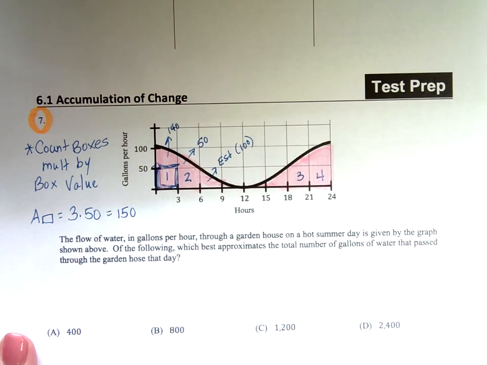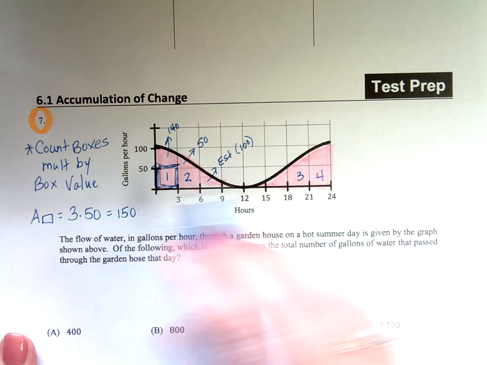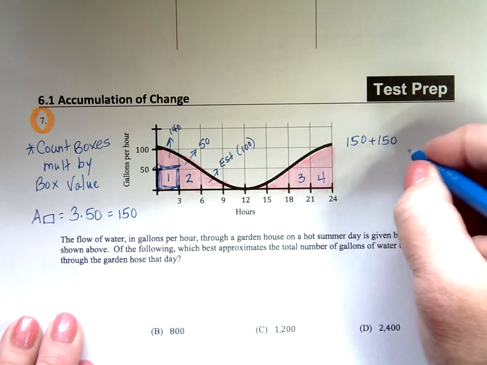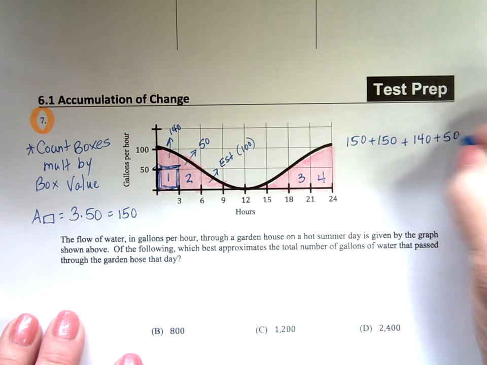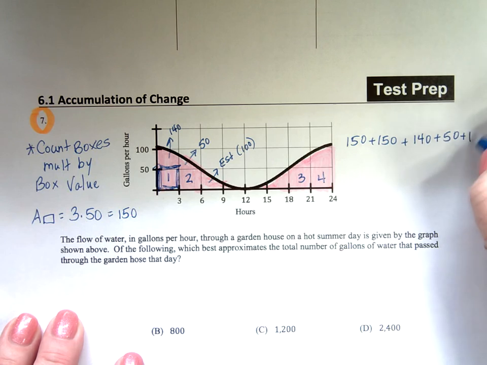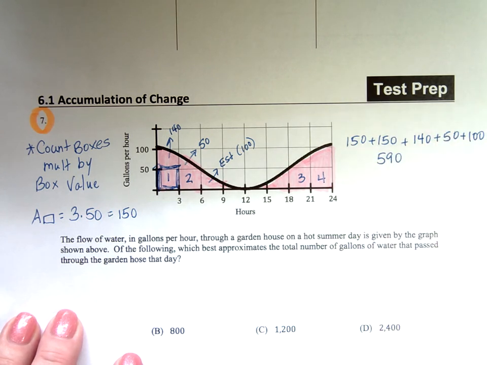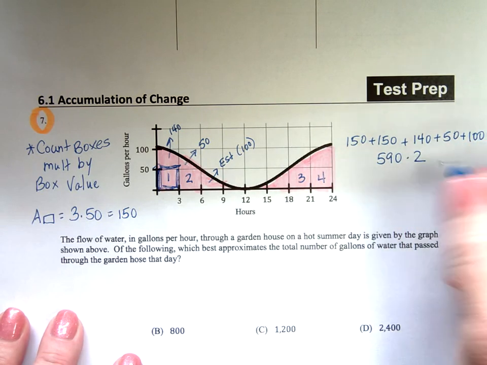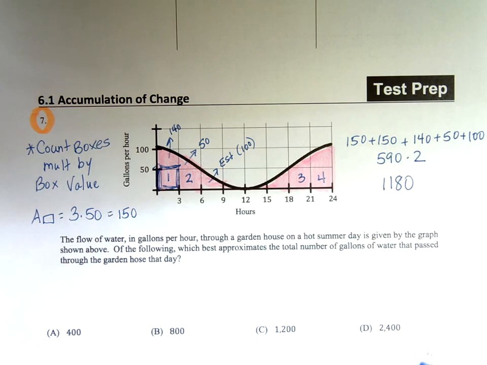And so what I did was I took these 2 full boxes, 150, plus the other box that's a full box, 150, plus my estimations, 140, 50, and 100. And I added them all up and I got 590. And then this side, because it's symmetric, I times it by 2. And so that gave me an answer of 1180, which isn't exactly any of these, but you can see very clearly that it's close to that 1200 mark.